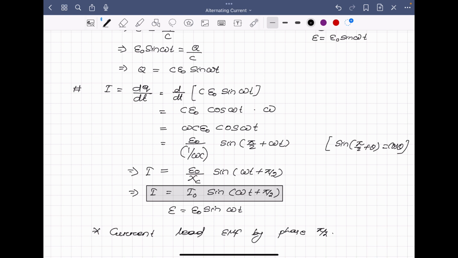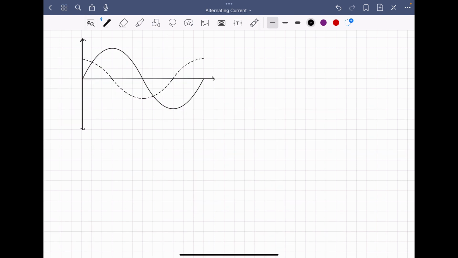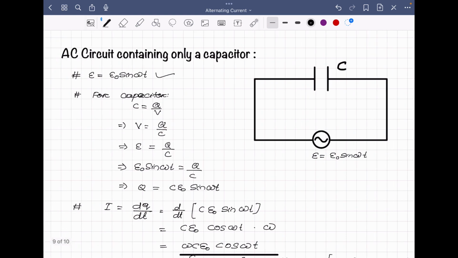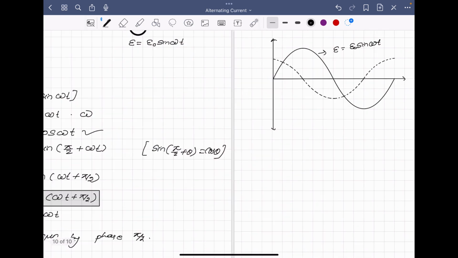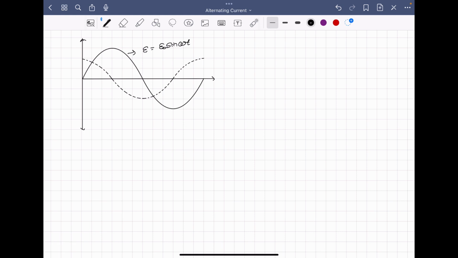Then we have to draw the phasor diagram, and a graphical representation also. First draw the graphical representation, and after that the phasor diagram. Here this solid line represents our E equal to E naught sin omega t, and as we have cos omega t in current, we draw the cos graph here. This dotted line is our I equal to I naught cos omega t.